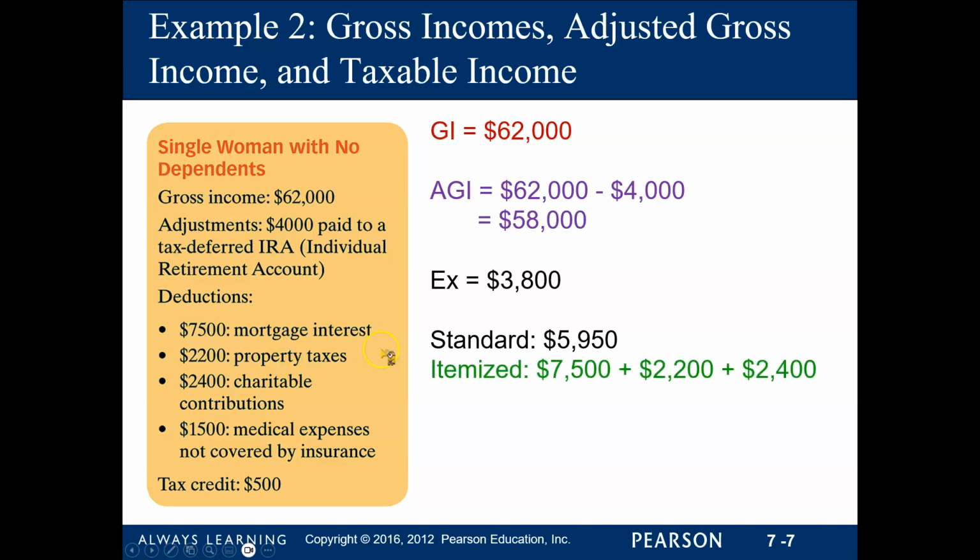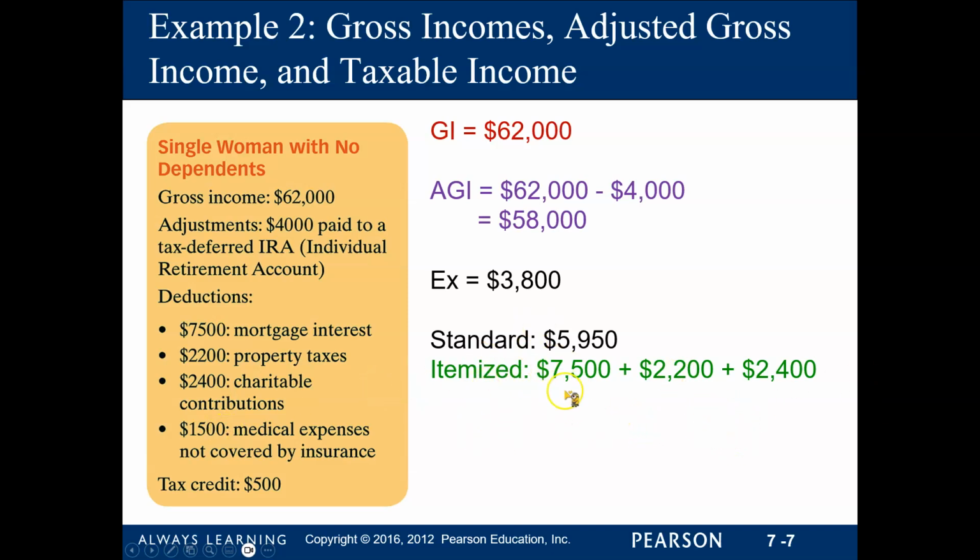So for the itemized deduction, we will be using $7,500, $2,200, and $2,400. Now you might be wondering, why are we not including the $1,500 medical expense? You have to remember, according to our definition from the first couple of slides, a medical expense is only going to be included as a deduction if it is more than 7.5% of the AGI. So 7.5% of the AGI is around $4,000. This is not higher than $4,000, so it's not going to be included in the itemized deduction.